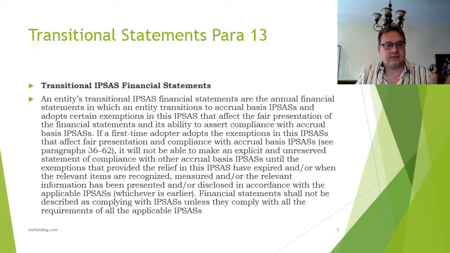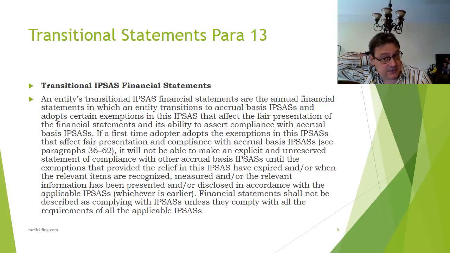It says that an entity's transitional financial statements are the financial statements, and so on. If a first-time adopter adopts the exemptions, it will not be able to make an explicit and unreserved statement of compliance. You need to highlight that, and I'm sure that this standard is going to be bright yellow, but you need to make sure that the government counterpart in your project knows that up front, because he is going to want to make that statement as soon as he possibly can to show what a great project manager he is, and you just aren't going to be able to let him.